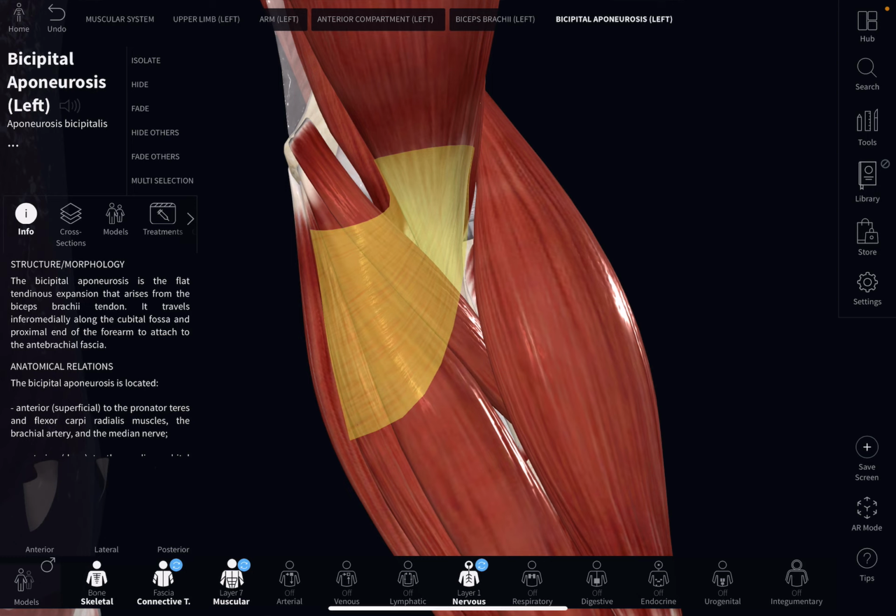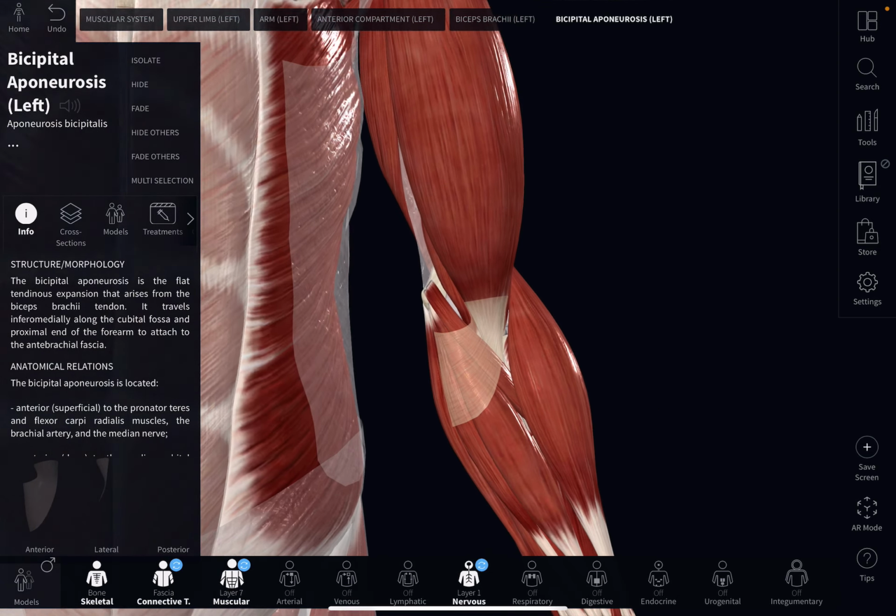Right, so there it blends with the deep fascia of the forearm, that is the antebrachial fascia. So that's the bicipital aponeurosis, and the bicipital aponeurosis lies on the roof of the cubital fossa, and it basically separates the median cubital vein from the brachial artery. Right, so it lies in between the median cubital vein and the brachial artery.